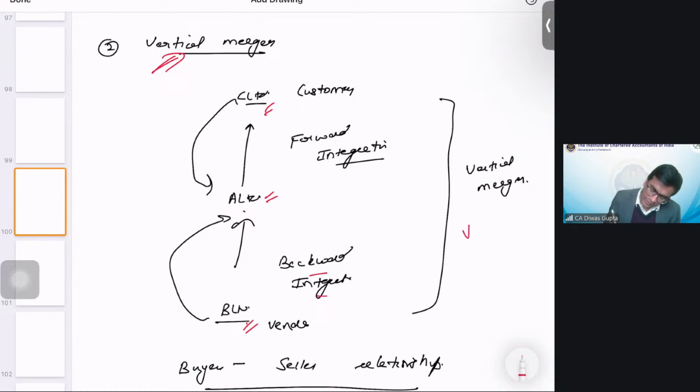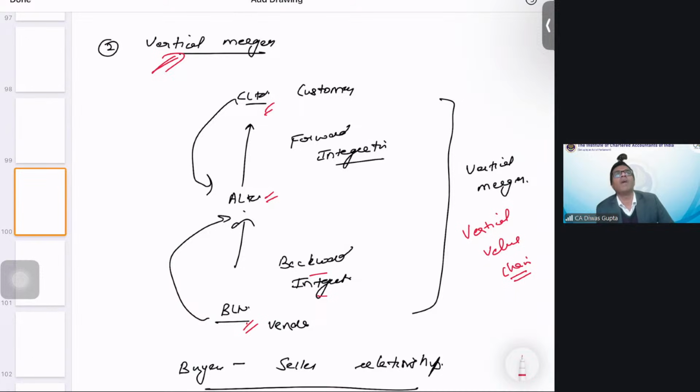This is the vertical value chain, right? The supplier gives to A, which then gives to C. Then, if C gets merged into A Limited, let's say a customer is acquired by A Limited, that is called forward integration. Herein, we are acquiring the customers as well.